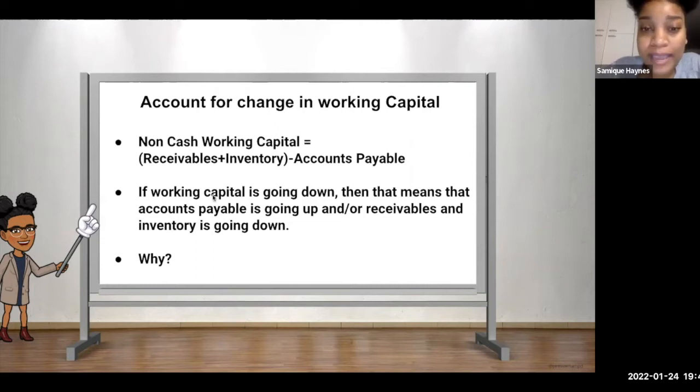If working capital goes down, right? If working capital is going down, then what has to happen for this to go down? For non-cash working capital to go down, what has to happen to these variables? All right, payable increases. Good.